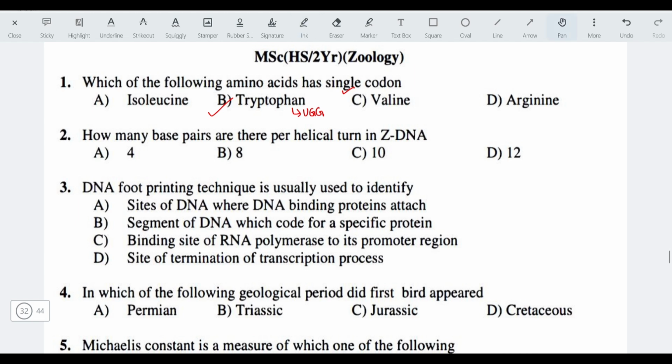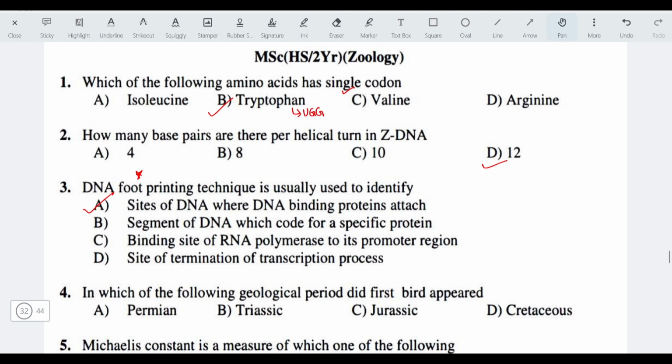Next question, how many base pairs are there per helical turn in B-DNA? The correct answer is 12 base pairs, right? So this was a repeated question. DNA footprinting technique is usually used to identify. The correct answer is the site of DNA where DNA binding proteins attach. So DNA footprinting, it's not fingerprinting, right? Site of DNA where DNA binding proteins attach.